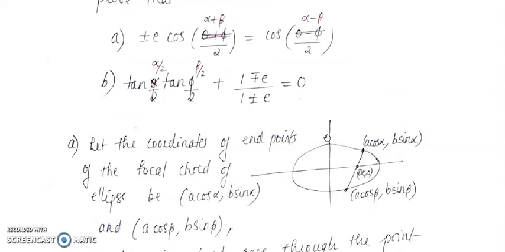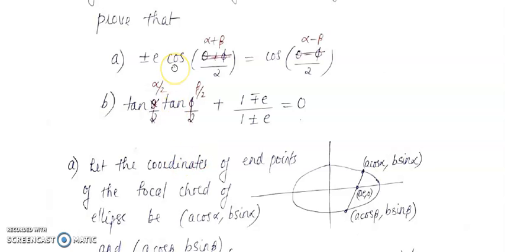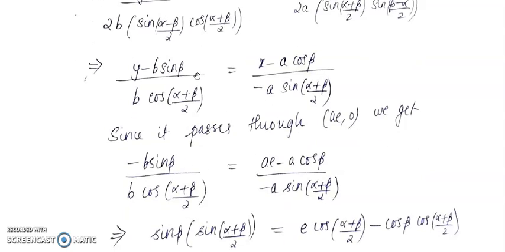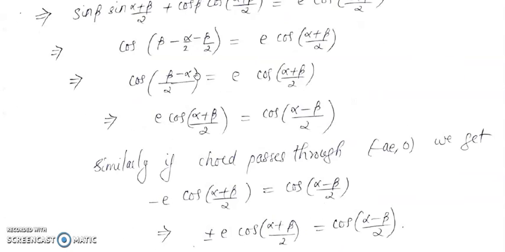Now the second identity we need to prove is tan alpha by 2 into tan beta by 2 equal to 1 minus plus e by 1 plus or minus e. So we have the value of plus or minus e from this equation. Now, to solve the second equation, let us write what is 1 minus plus e by 1 plus or minus e. When we find this term, you will get this value of tan alpha by 2 tan beta by 2. Okay.